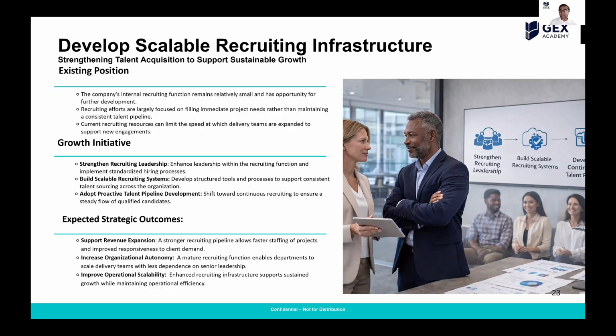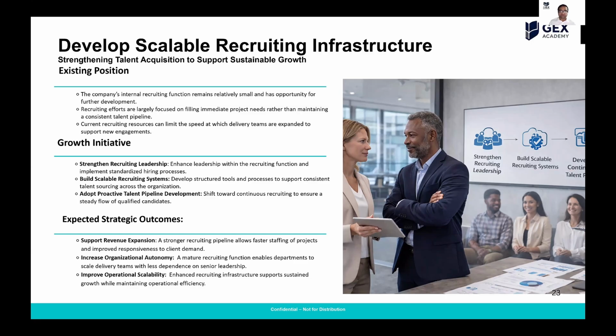So additionally, management believes that the current recruiting resources can limit the speed at which delivery teams are expanded to support new client engagements, right? So in other words, customer demand may exist, but the ability to quickly source and deploy qualified professionals can become a bottleneck, right? So from a private equity perspective, it's often viewed as a capability constraint rather than a demand constraint, right? Because the opportunity is not necessarily generating additional demand, but improving the company's ability to fulfill demand more efficiently. So management outlines several initiatives again to strengthen the platform.